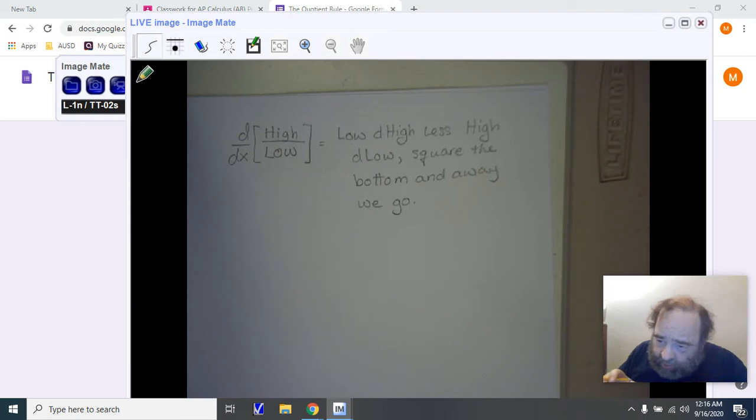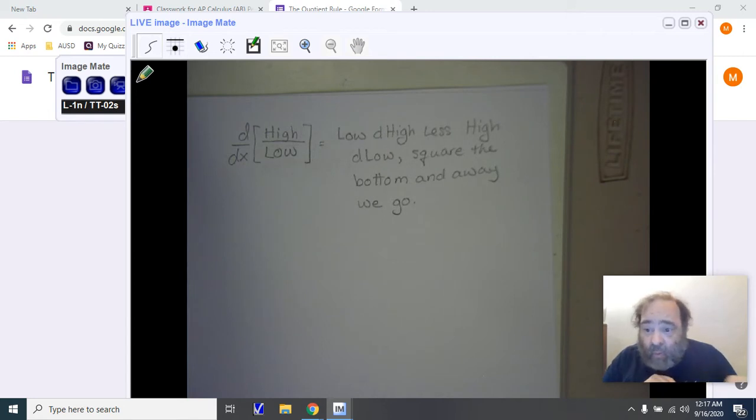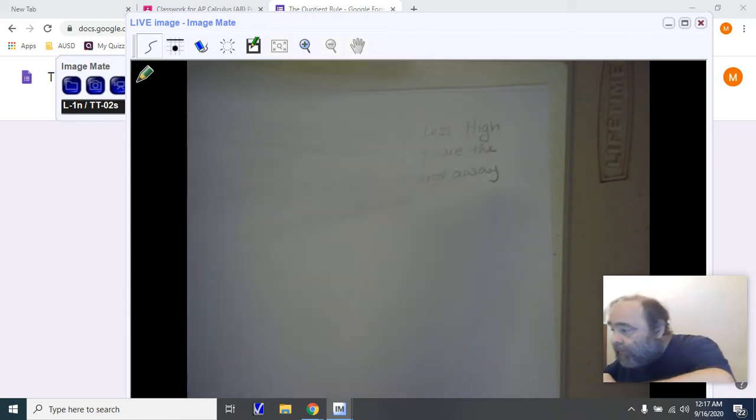Now, if the top function is the high equation, the bottom function is the low equation. The rhyme goes like this. Low d high less high d low, square the bottom and away we go. Say it with me. Low d high less high d low, square the bottom and away we go. Let's look at how that works.